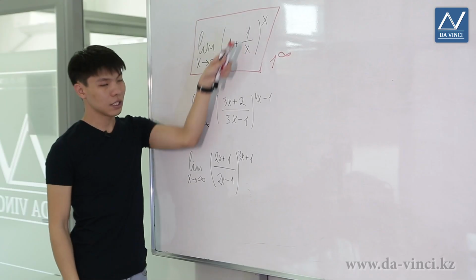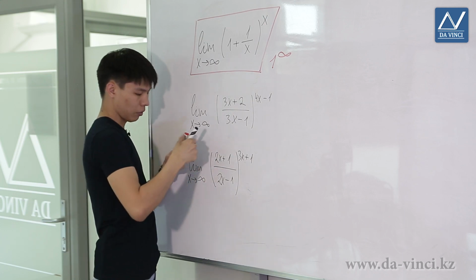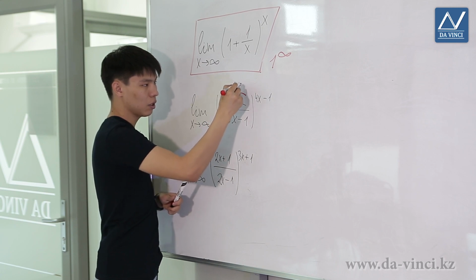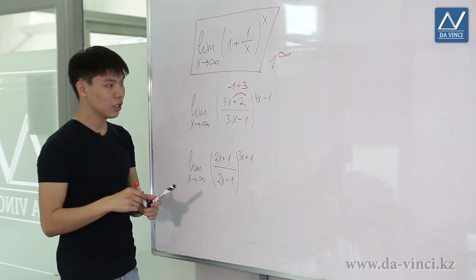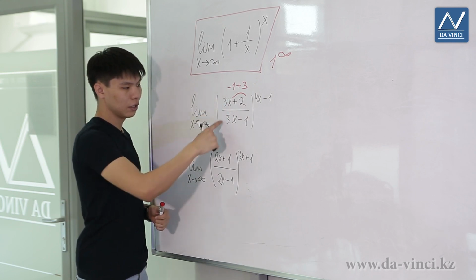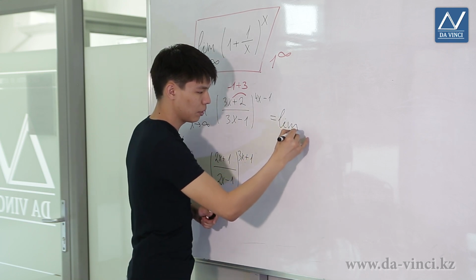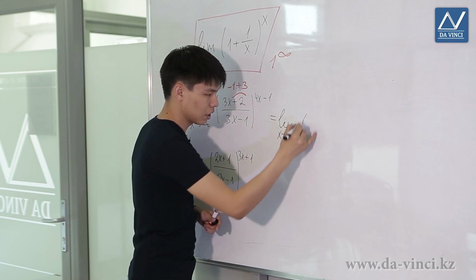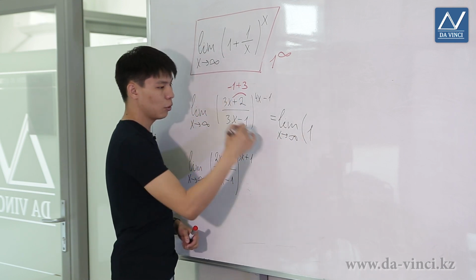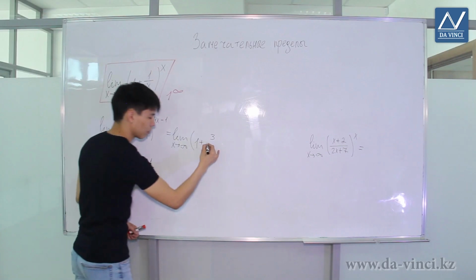We need to take 1 and the remaining part. We'll proceed as follows to reduce 1. We'll write 2 as minus 1 plus 3. This will not change anything. Then 3x minus 1 by 3x minus 1, that's 1. That is, there will be a limit, x tends to infinity, of 1 plus 3 divided by 3x minus 1.